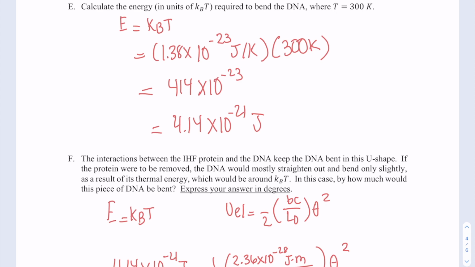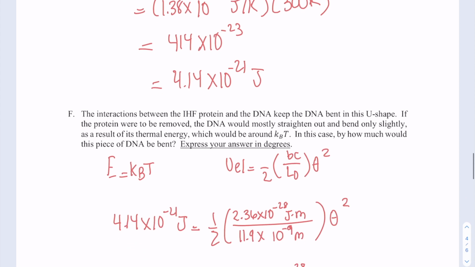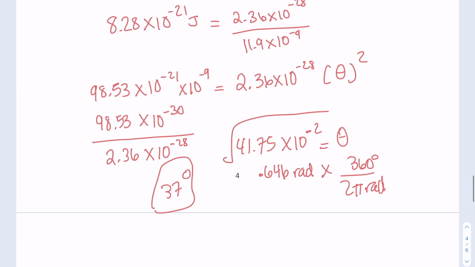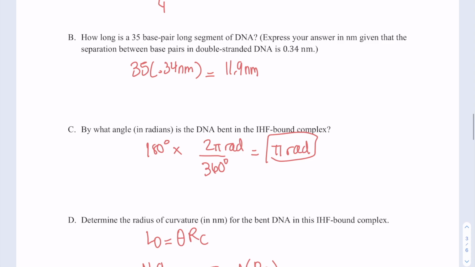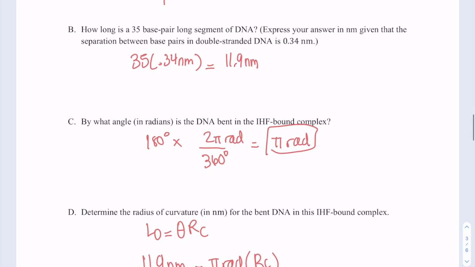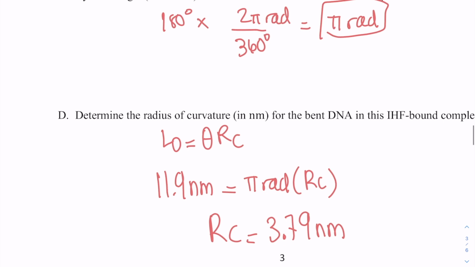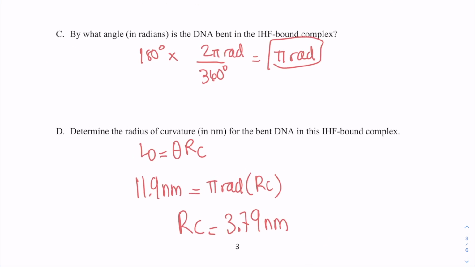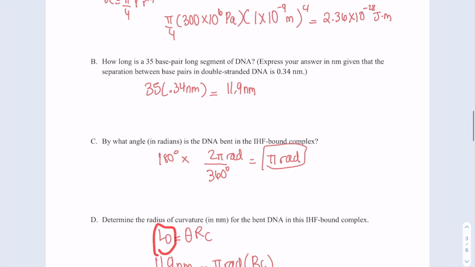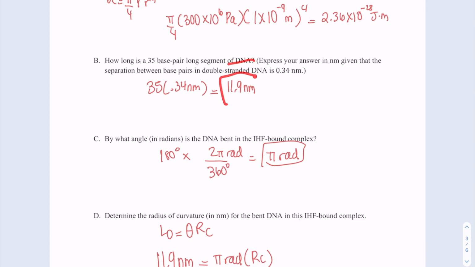But yeah, someone also asked why D is 11.9. Wait, D is 11.9, or you mean B? Oh, I see. They're asking for D, why the original length is 11.9 nanometers. That's because the original length of the rod, or the original length of the DNA, was 11.9 nanometers, because they were asking about how long the segment of DNA is. The original length of DNA is that 11.9 nanometers that we're interested in.